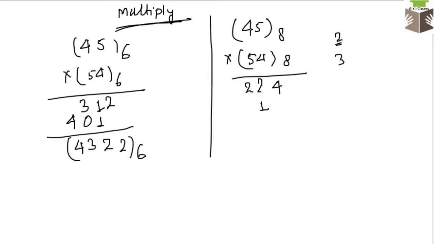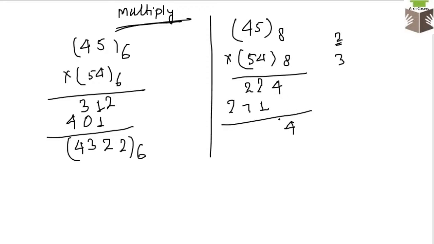Right, now 5 4 is 20 plus 3 is 23. Again you divide 23 by 8, 8 2s are 16. 16 plus 7 is 23. So we will write here 7, not 5. And now there are no further calculations, we will write 2 as it is.